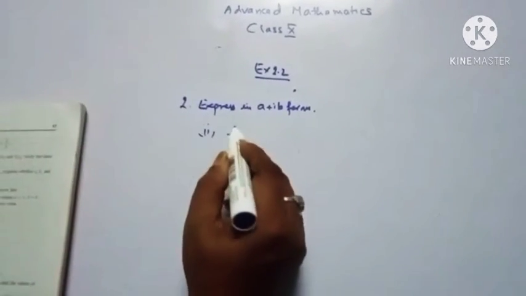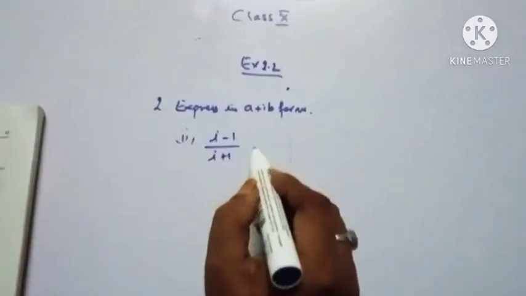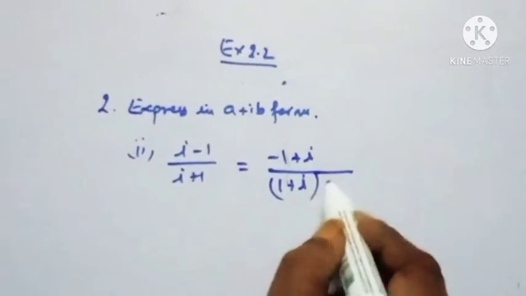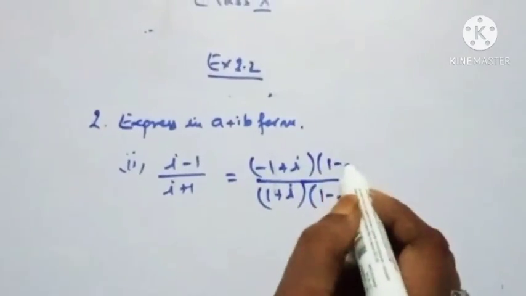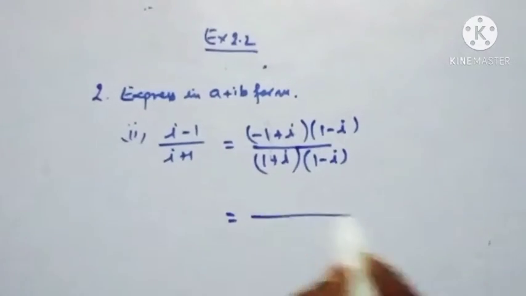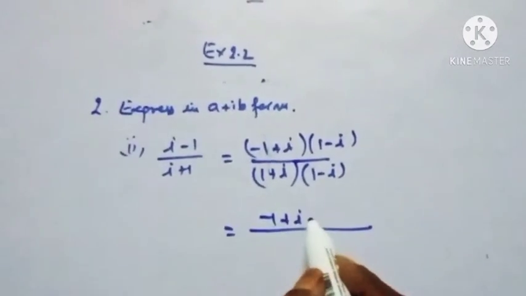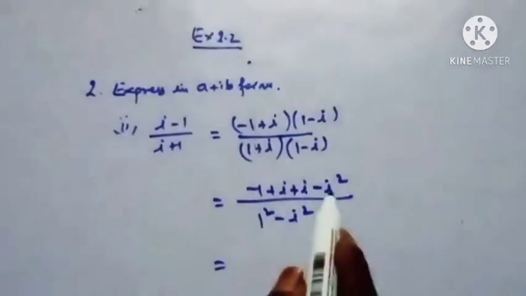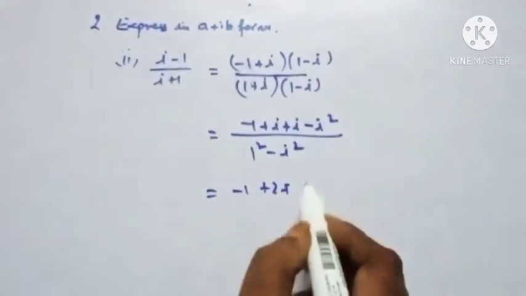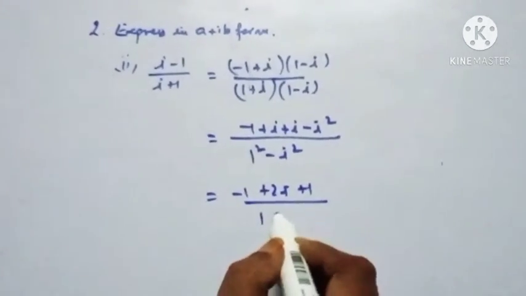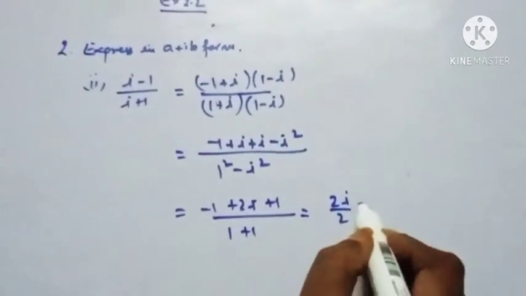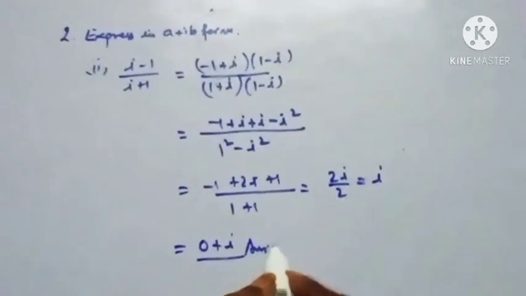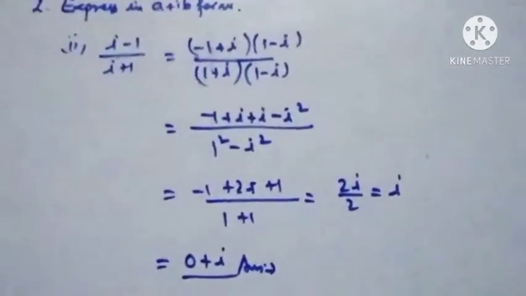The second one is i minus 1 by i plus 1. I will write it in such a way: minus 1 plus i by 1 plus i. Now, multiplying the numerator and the denominator by 1 minus i, in the numerator we get minus 1 plus i plus i minus i square, and in the denominator a plus b into a minus b, a square minus b square, so minus 1 plus 2i plus 1 by 1 plus 1, so this will be 2i by 2, this will be i, so we can write it as 0 plus i, a plus ib. This is the answer. The rest of the questions you can do yourself, it is not so tough.